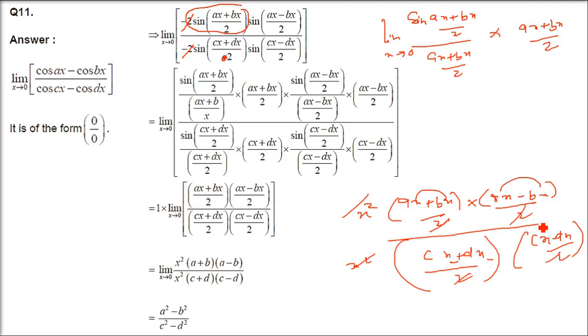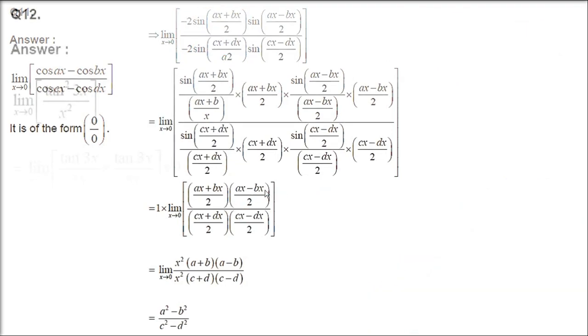So now 2 also you can cancel because they are similar. 2 to the 4, 2 to the 4. Now you can cancel. So a plus b, a minus b in the numerator, a square minus b square. And in the denominator you have c plus d, c minus d, c square minus d square will come. Okay. So a square minus b square by c square minus d square. This is going to come.